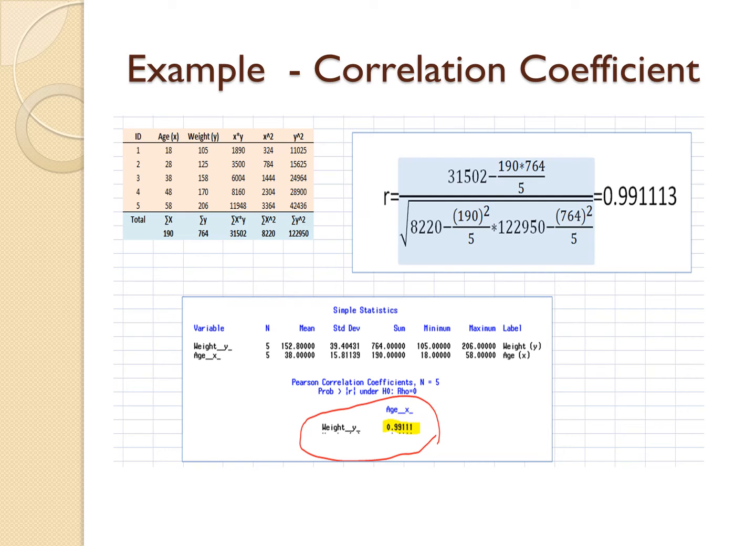And the correlation coefficient, based on the data that we have, is 0.99, which is closer to 1. And per the interpretation guideline that we have talked about earlier, we can say that there is a strong positive relationship between age and weight. And it means that as the age increases, the weight also increases.